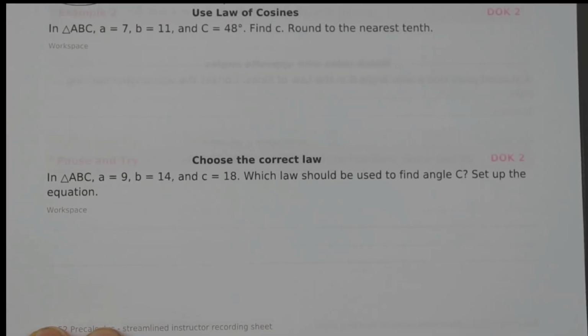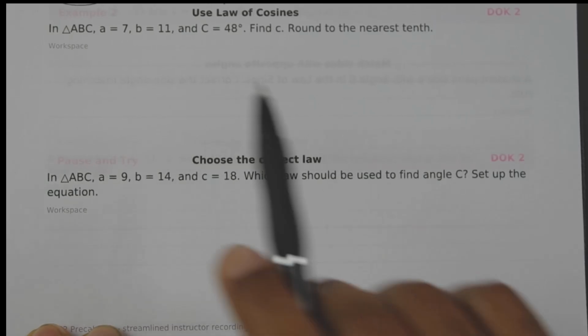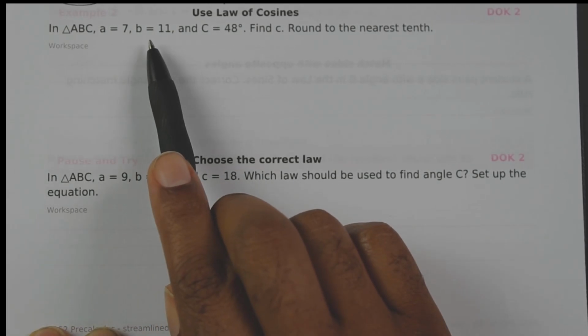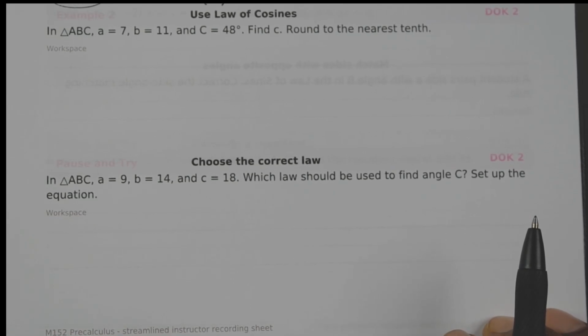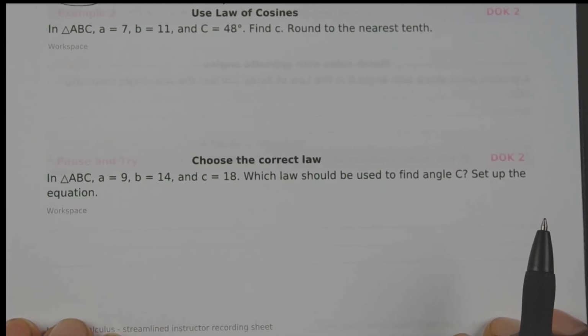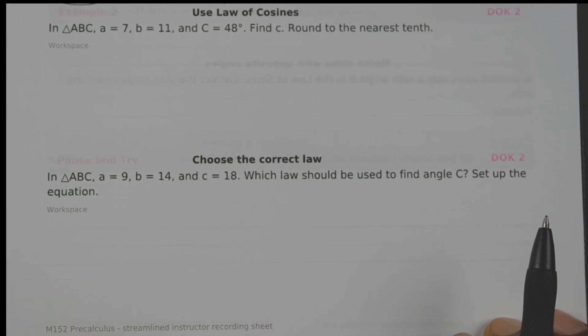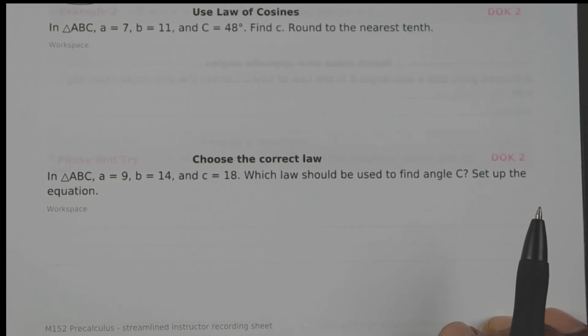All right. In triangle ABC, we have side angle. So we need to find the length of side c, and then we're going to round to the nearest tenth. Okay, so with this one, since we have side angle side, what we're going to use is the law of cosines.